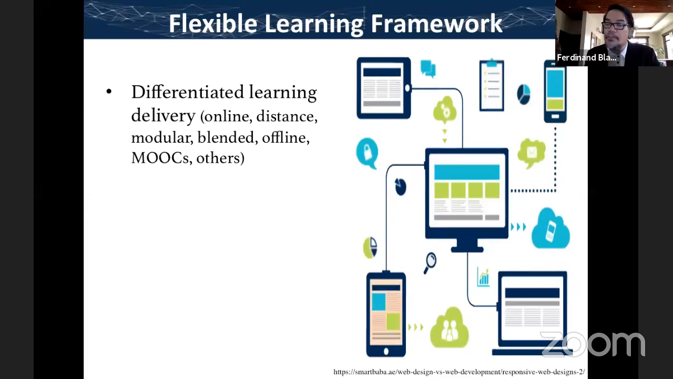Given the context of the Philippines, given the different types of difficulties and challenges our learners would face, we have to design a differentiated learning delivery. Kung pwedeng mag-online, go. Kung distance, say for example, modular, we need to print the modules and give it to them, go.